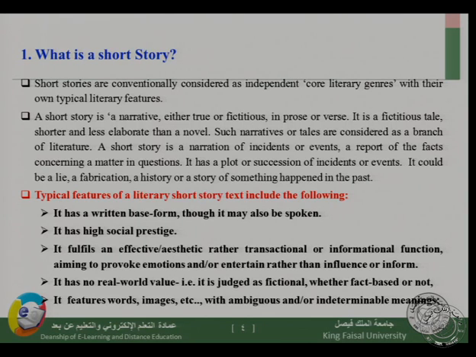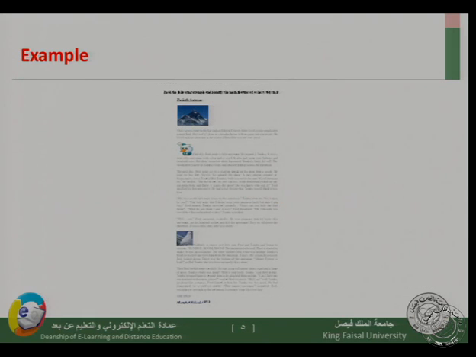If we go into the language of the short story, they tend to have images. These images tend to be ambiguous, and they have indeterminable meanings. So you need to take into account all these features, and when you have a little story you want to translate from English into Arabic or from Arabic into English, you need to take these features into account.